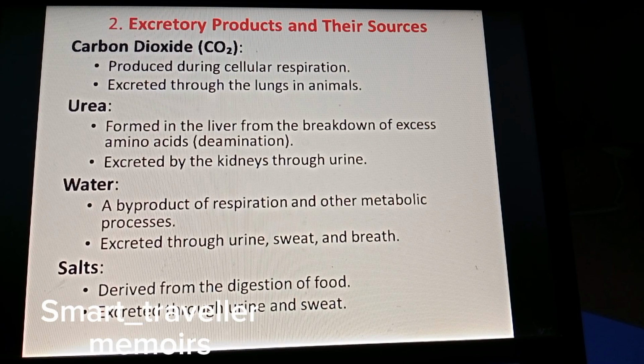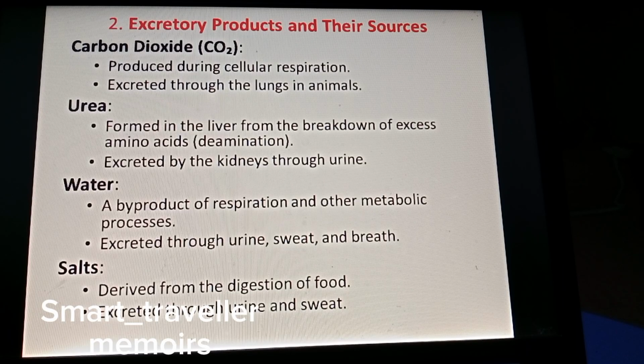Next is urea, formed in the liver from the breakdown of excess amino acids, a process we call deamination. Deamination is actually removal of the amino group in amino acids. It is excreted by the kidneys through urine.